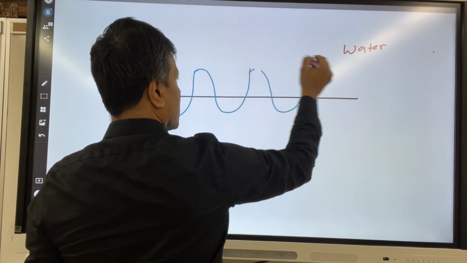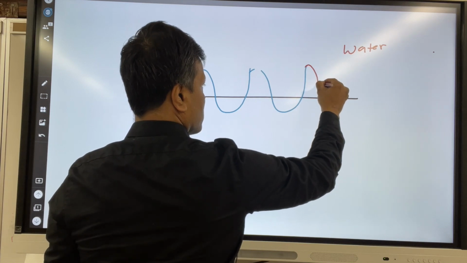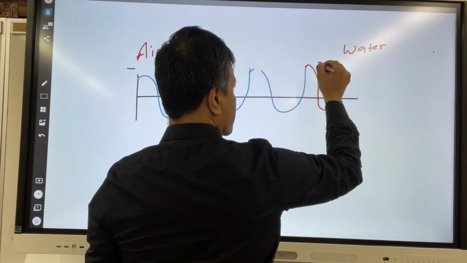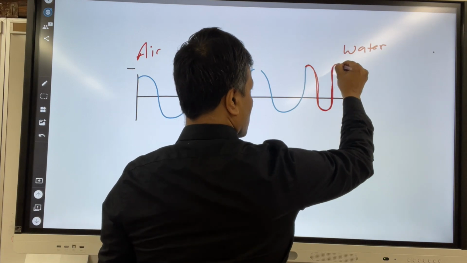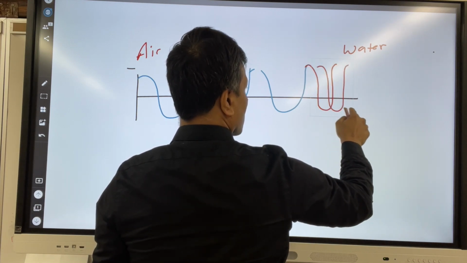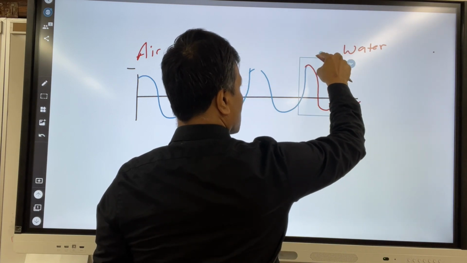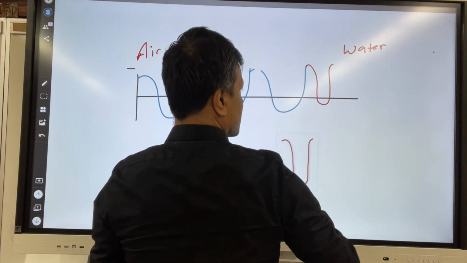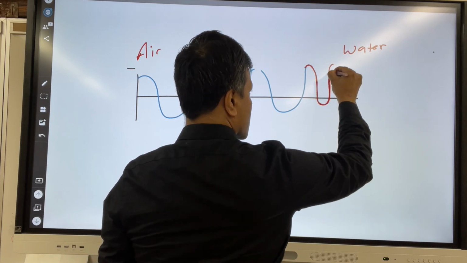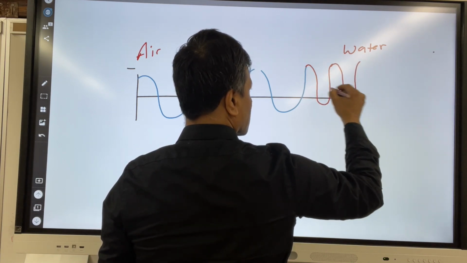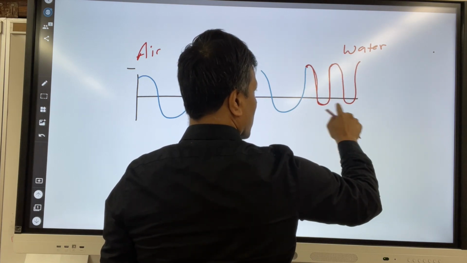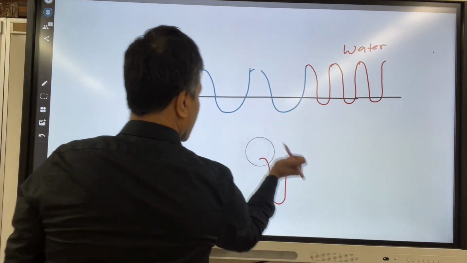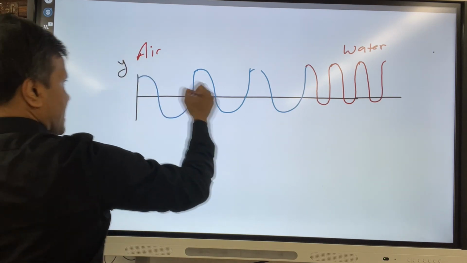Okay, so now it's water. 1. So this is 1, so it loses some amplitude, so make sure you show that it loses some amplitude. Okay, so let's draw the other one. 2, and one more, 3. Okay, good. So what do you notice? And this is, let's say, y versus x.